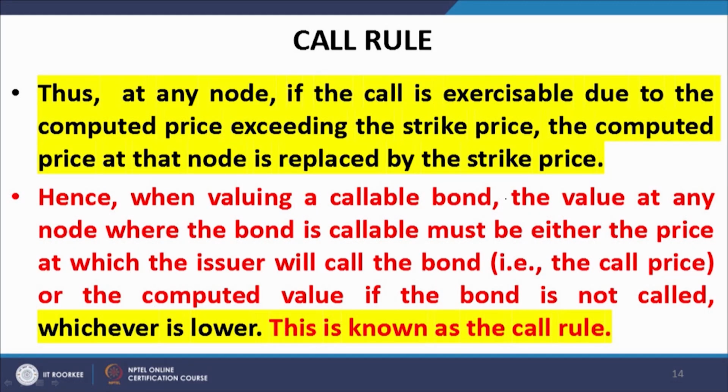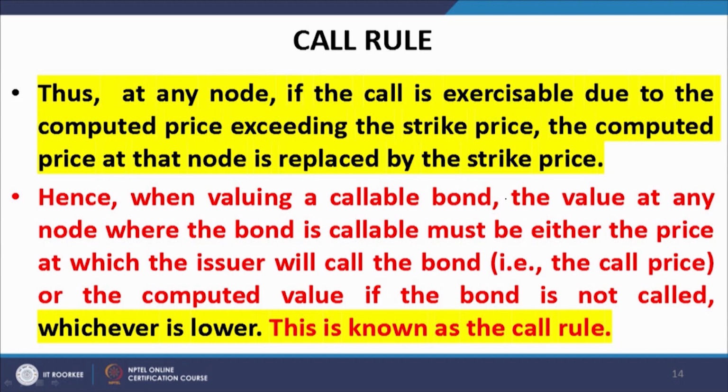Thus, at any node, if the call is exercisable due to the computed price exceeding the strike price, the computed price at that node is replaced by the strike price, because we assume that the issuer of the bond, who is long in the option, who has the right, who has the discretion, will exercise the call option, and as a result will call back the bond at the exercise price, notwithstanding the fact that the computed price of the bond is higher. Hence, when valuing a callable bond, the value at any node where the bond is callable must be either the price at which the issuer will call back the bond, that is, the exercise price of the option, or the computed price if the bond is not called, whichever is lower.